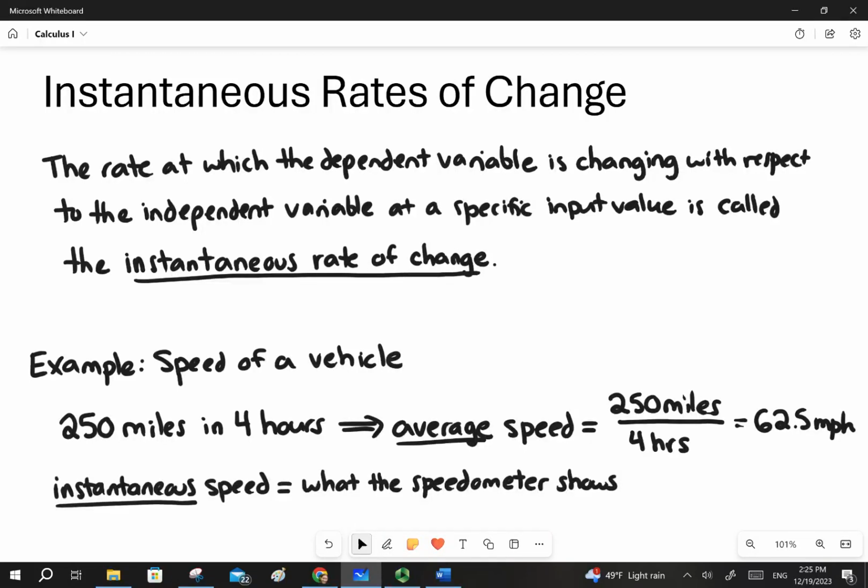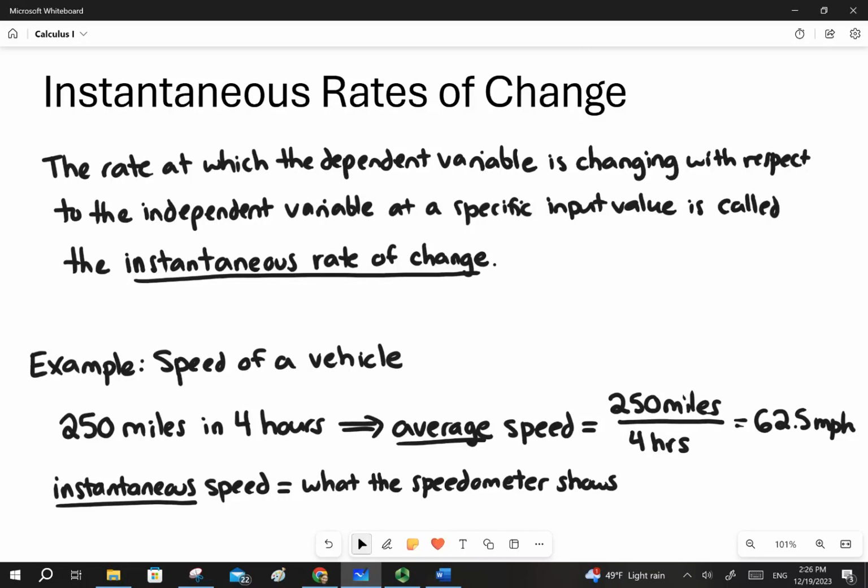But their instantaneous speed at any moment during the trip is what their speedometer was showing at that time. More than likely, at times they were driving slower than 62.5 miles per hour, and other times they were driving faster than 62.5 miles per hour. So the instantaneous rate of change in their distance traveled over time varies over the course of the trip.